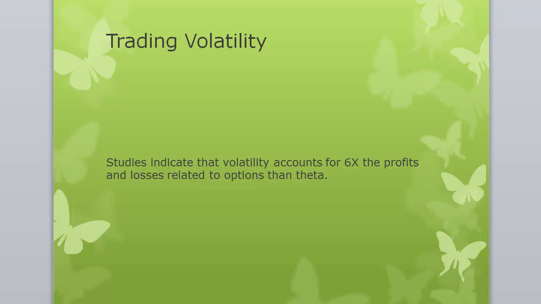Studies indicate that volatility accounts for 6 times the profits and losses related to options than theta. Again, that's very key, so listen once again. Academic studies indicate that volatility accounts for 6 times the profits and losses related to options than theta.